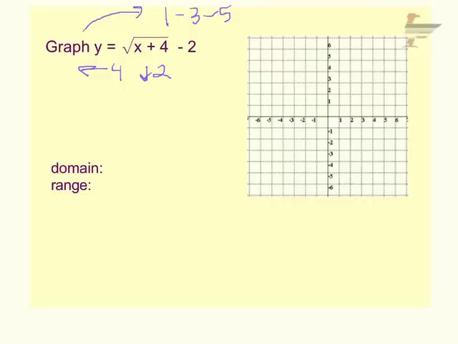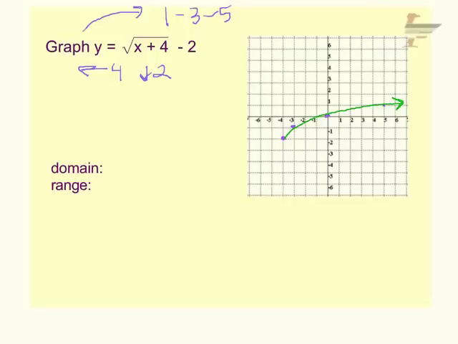So normally, starting at the origin, we're going to shift to the left 4, 1, 2, 3, 4, and down 2, and that is going to be the starting point for our graph. From here, do your 1, 3, 5 pattern. So I go out 1, up 1, then I go out 3, up 1, and now I'm going to go out 5, and up 1. And that's what our square root graph is going to look like.